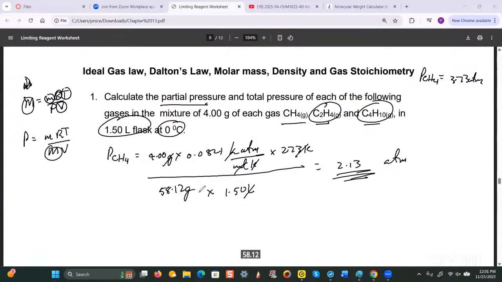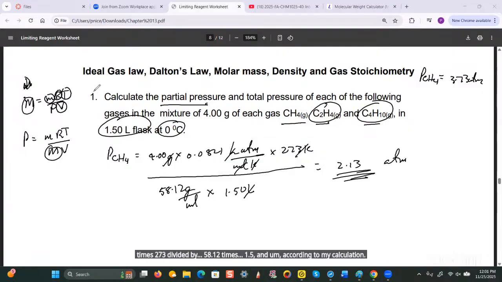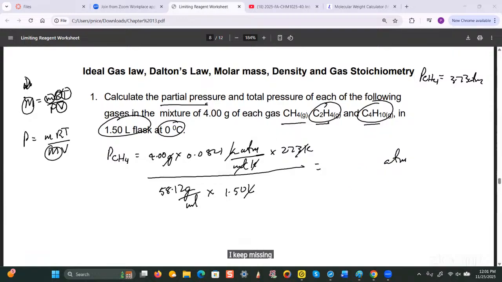58.12 grams per mole. So let's see what that would give. 4 times 0.0821 times 273 divided by 58.12 times 1.5. And according to my calculation, this works out to be 1.03. I keep missing the decimal point. So this is going to be 1.03 atmospheres. All right. So this will be P C4H10 is equal to 1.03 atmospheres.